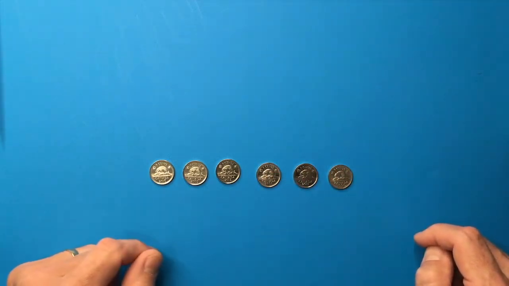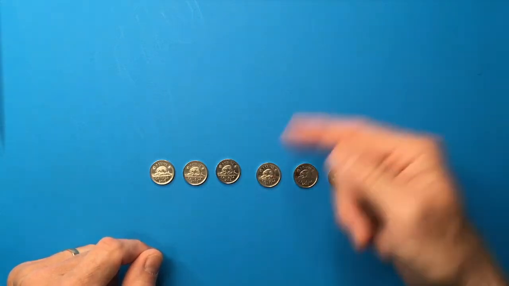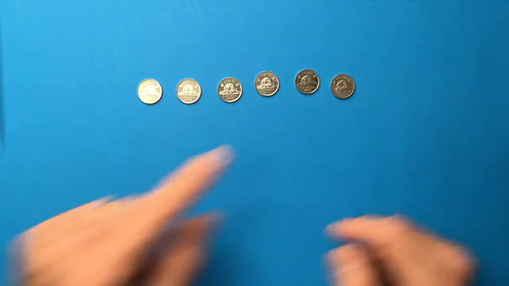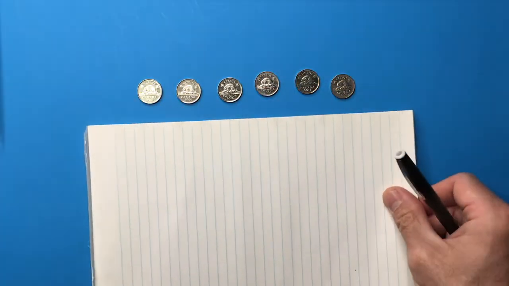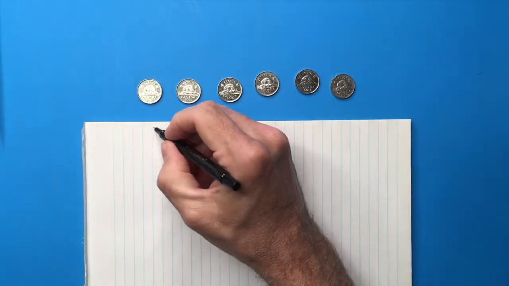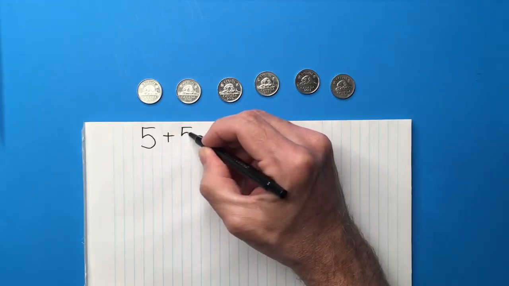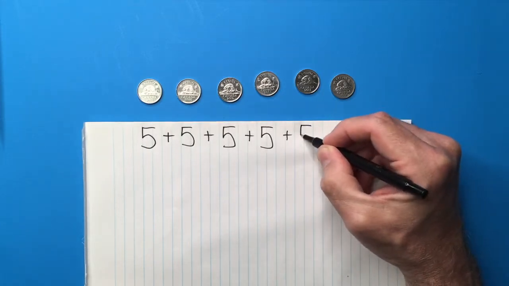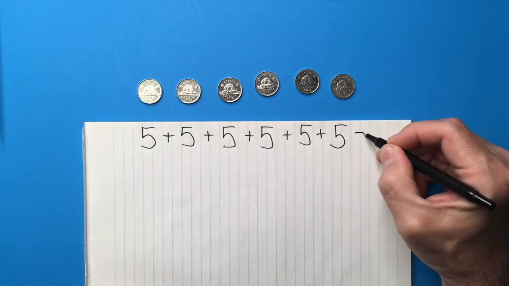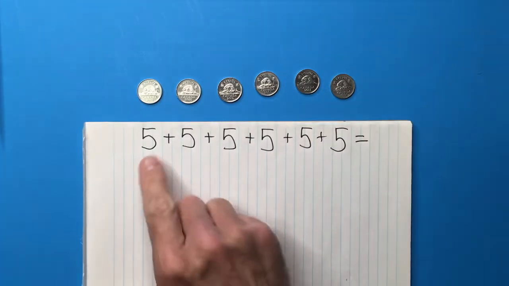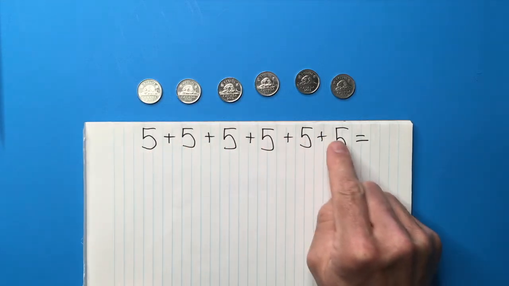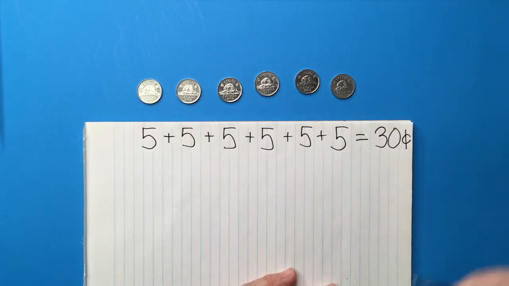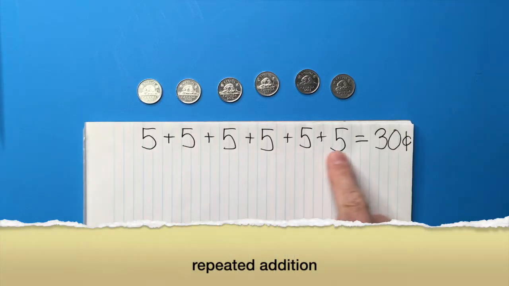So maybe you added these up by using something called repeated addition. 5, 10, 15, 20, 25, 30. So the way that might look with paper is something like this. 5 plus 5 plus 5 plus 5 plus 5 plus another 5. And when you add these up together, 5, 10, 15, 20, 25, 30. You've got 30 cents. So this is called repeated addition.